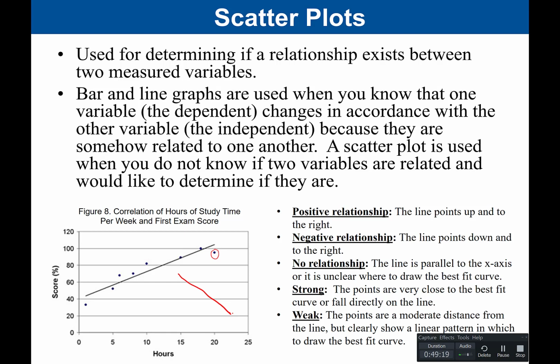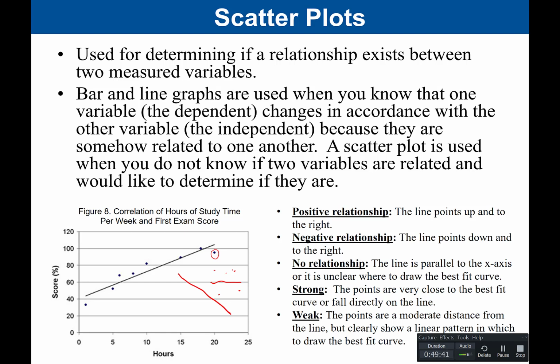No relationship exists when the line is parallel to the x-axis. So if you had a line that goes just straight across, that means there's no relationship, because your points are all over. There is no correlation. There's no relationship between those two aspects.